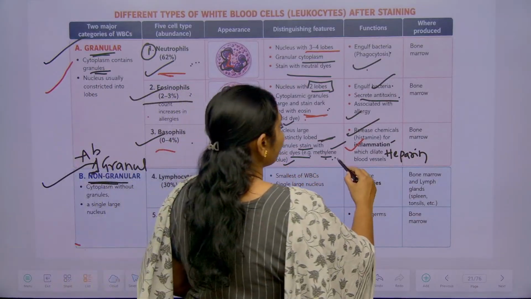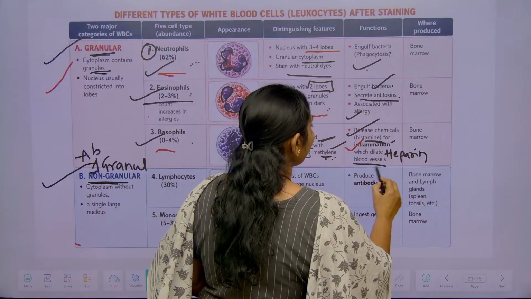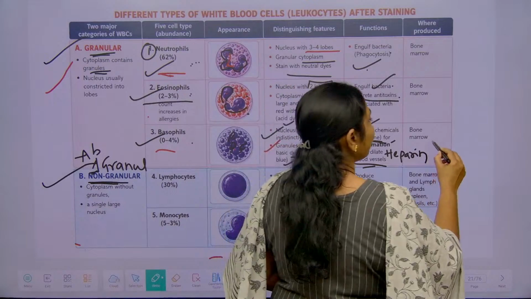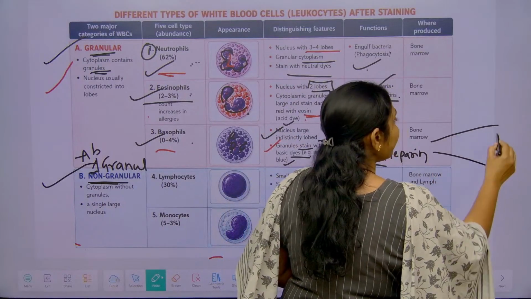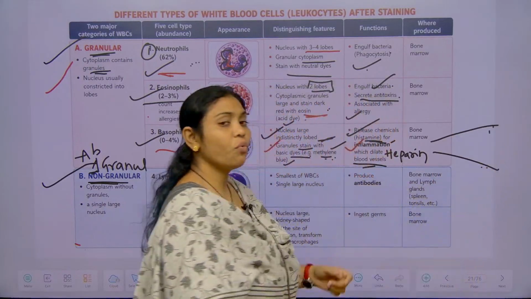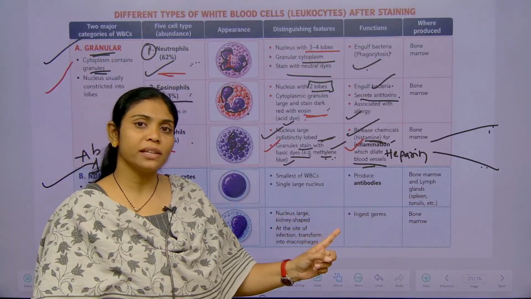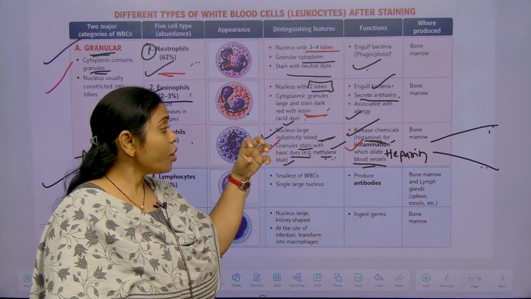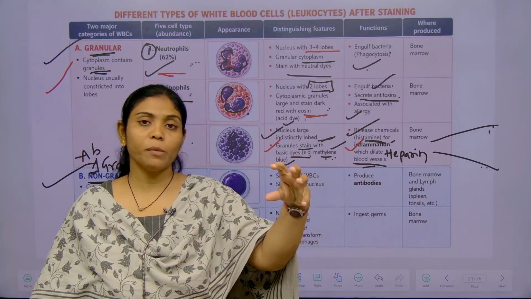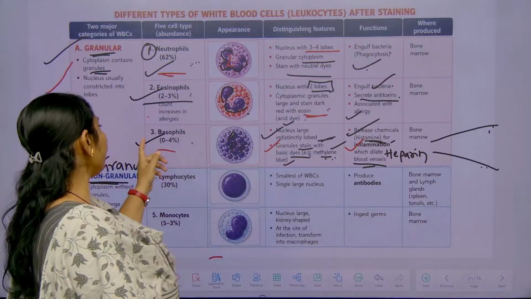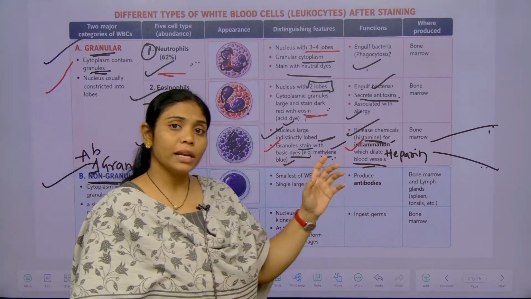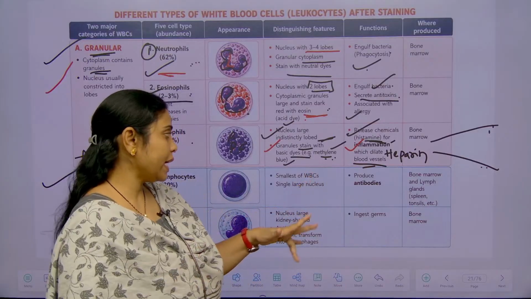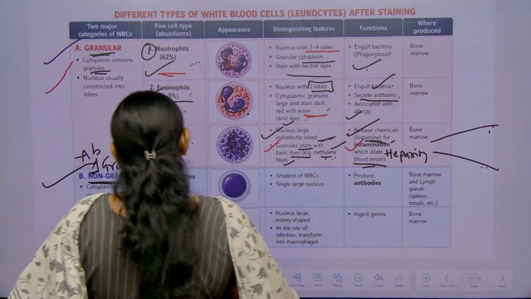So, what are these histamines doing? They are dilating the blood vessels, which means the blood vessel's diameter increases. What happens because of that? When it increases its diameter, more WBCs can come, which means these basophils can come, and they can reduce that injured area.